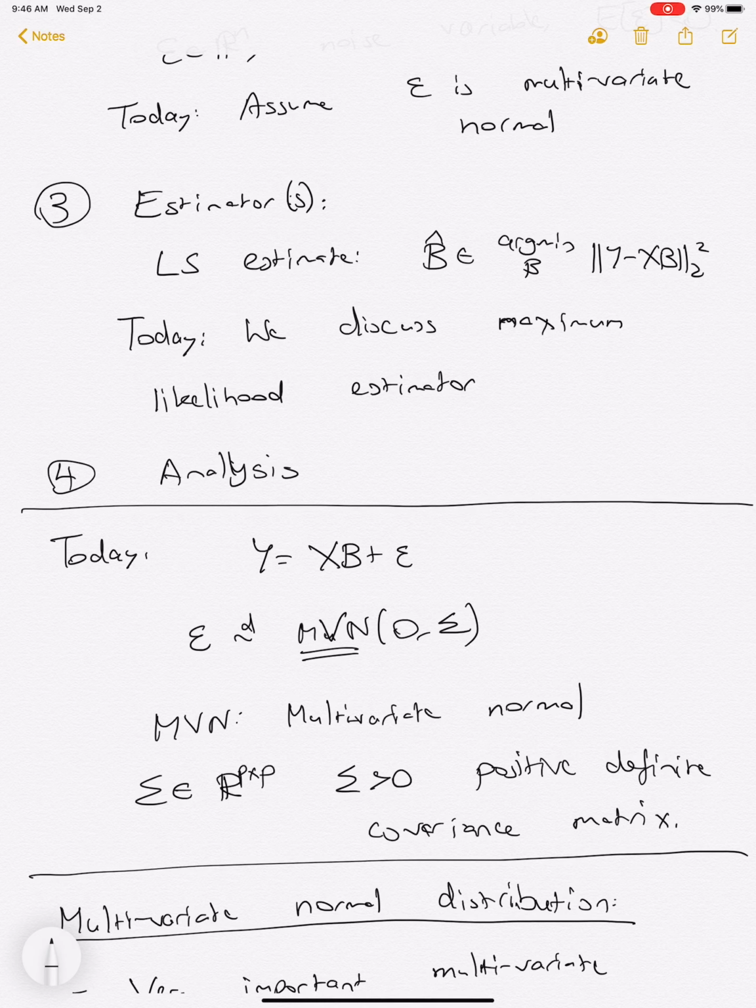Today we're going to be in a specific setting where we have our linear model, and we're going to assume that epsilon is multivariate normal. I haven't actually defined that, so it's okay if this notation doesn't completely make sense to you yet. We'll be more precise about it through the lecture. MVN is the multivariate normal distribution, and it's defined by a mean vector, which we'll talk about shortly, and a covariance matrix, which is going to be a positive definite matrix, and I'll talk more about that shortly.